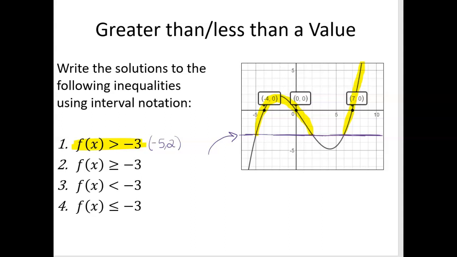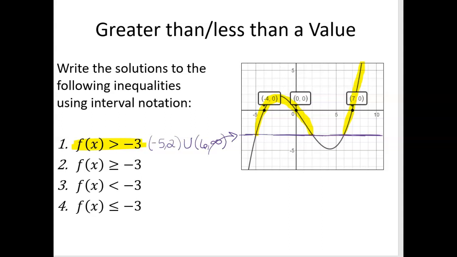Parentheses on both because we're just greater than. We're talking about above, okay? So we're not actually on the line. We're above it. Union, parentheses, and then we're going to do this last piece over here. Your x value is 6, and that goes to infinity, okay?